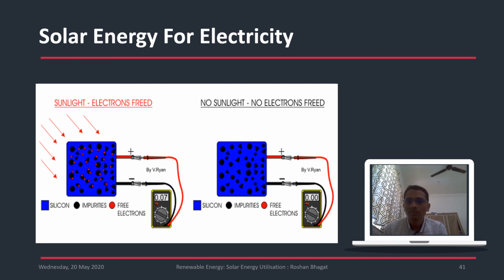We have seen some of the applications. We have seen the solar water heater. We have seen the solar air heater. We have seen some of the advantages and disadvantages of the solar heater. Then we have seen the concentrating collector. We have seen the evacuated tube type of collector, which is the latest technology used.